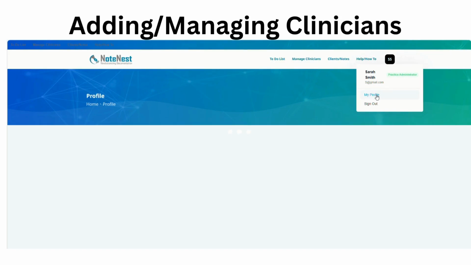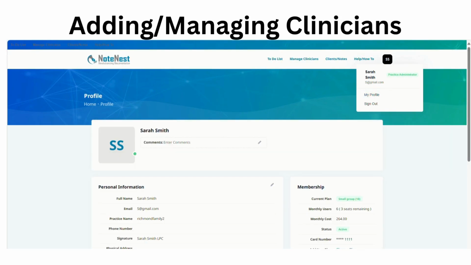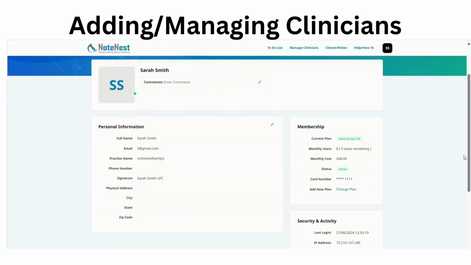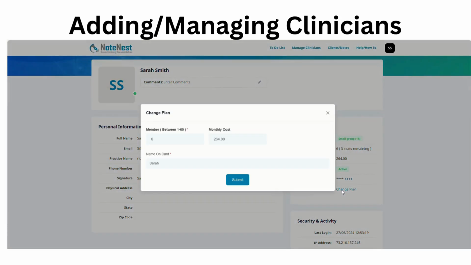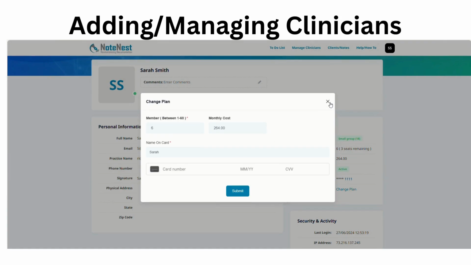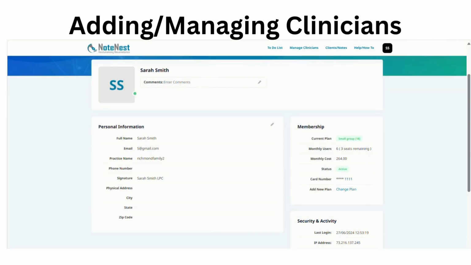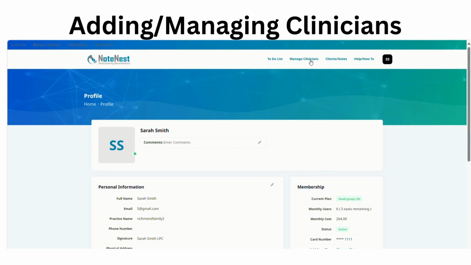Yeah, so here under your profile, it will show how many clinicians you're paying for. So here I'm paying for 6. I have 3 seats remaining. I can add 3 more. If you want to update that to add people or remove people, you would go to change plan. Yeah, and then here you can make those changes. Okay, so back to manage clinicians.